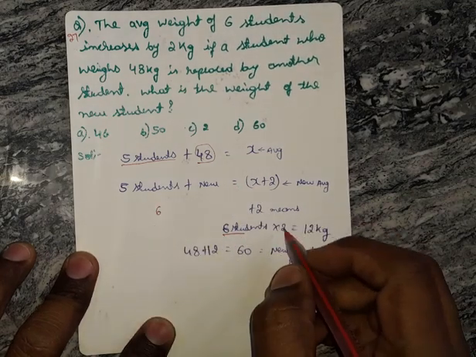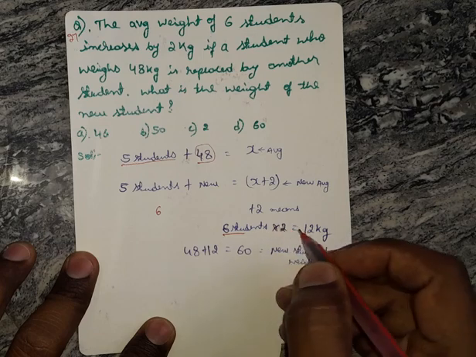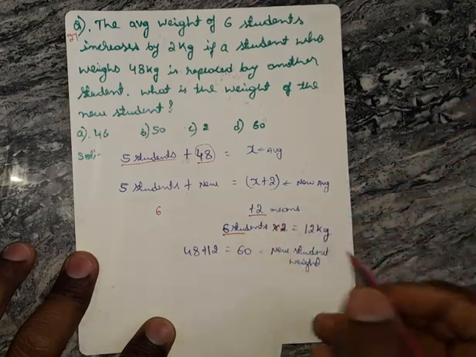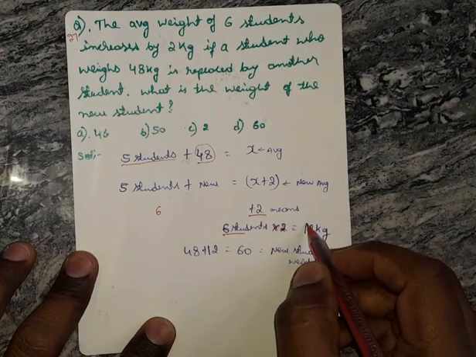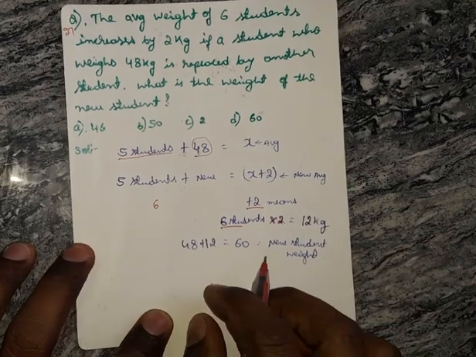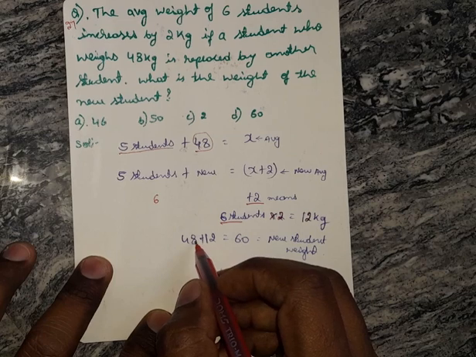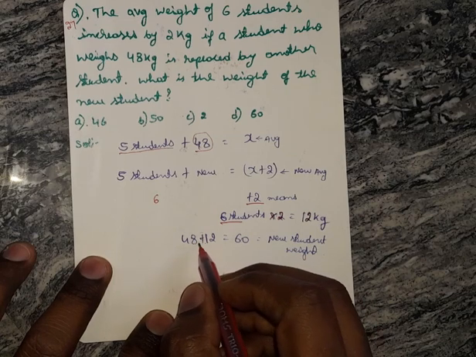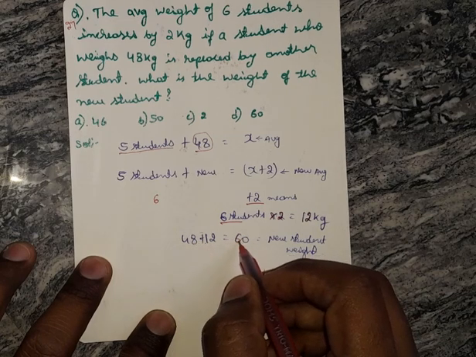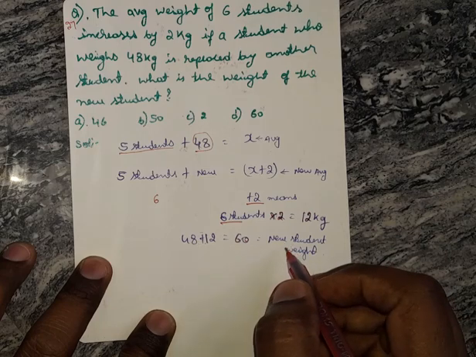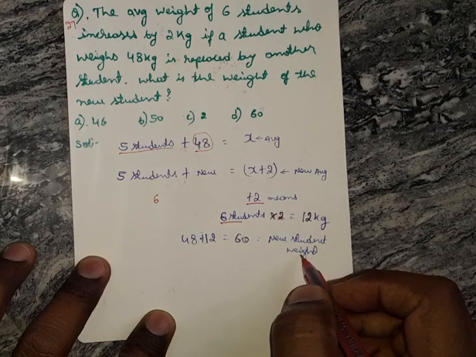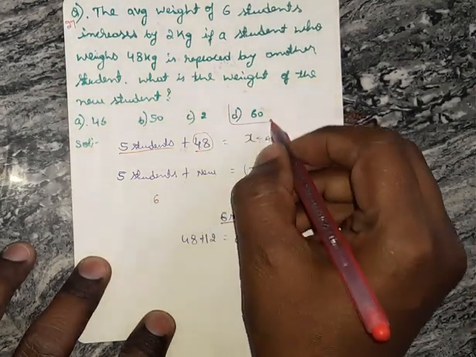6 students, so 6 into 2 kg rise is 12 kg. The total rises by 12 kg. Then the 48 kg student is replaced by 48 plus 12 kg, that is a 60 kg student. So the new student's weight is 60 kg. This is the required answer.